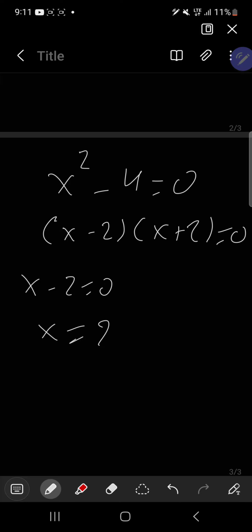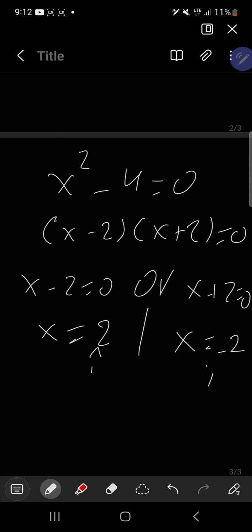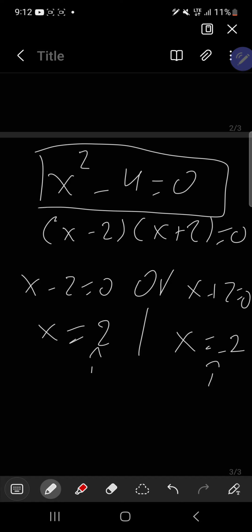So this gave us x minus 2, x plus 2 equals 0. We used to say that if the product of two things gives 0, then either one of them should give 0. So x minus 2 equals 0, x equals 2, or, we use or because we have two options, x plus 2 equals 0, x equals minus 2. So we have two solutions for this equation.